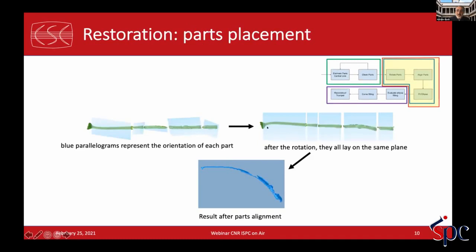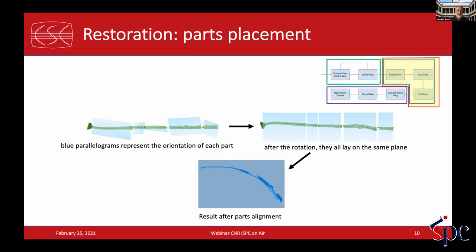Once we have a good approximation of the central axis of each part, we can also estimate the orientation of each part by following a plane fitting algorithm. This is the result of this algorithm. You can see the fitted plane in blue, and then we can rotate all parts in order to put all the parts on the same plane as here in this figure on the right. In this way, we reduce the alignment problem from 3 dimensions to 2 dimensions.